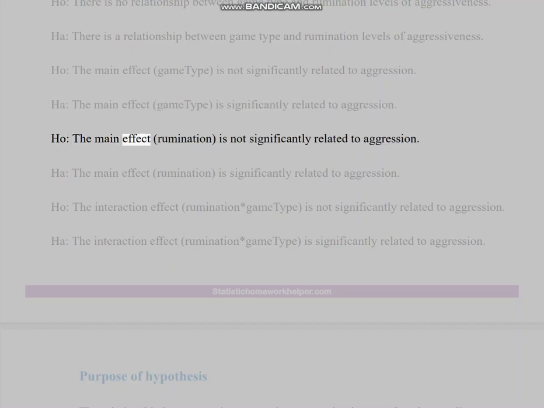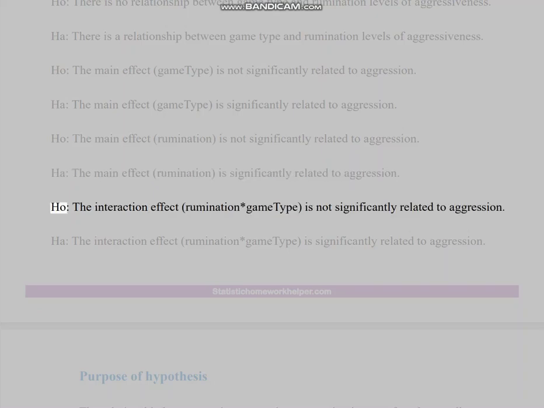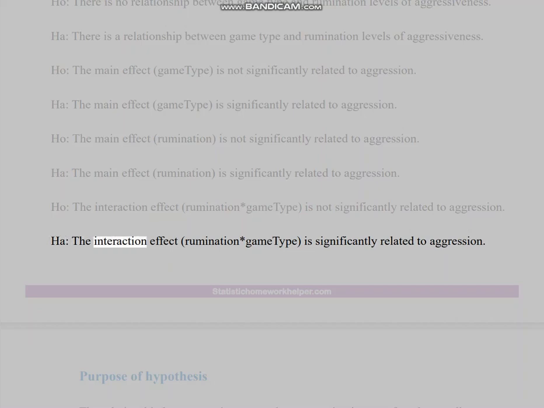Ho: The main effect, rumination, is not significantly related to aggression. Ha: The main effect, rumination, is significantly related to aggression. Ho: The interaction effect, rumination * game type, is not significantly related to aggression. Ha: The interaction effect, rumination * game type, is significantly related to aggression.